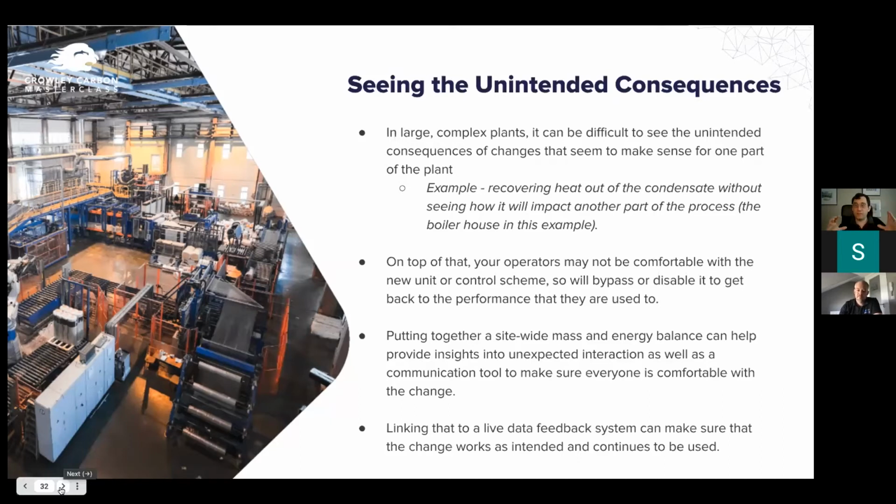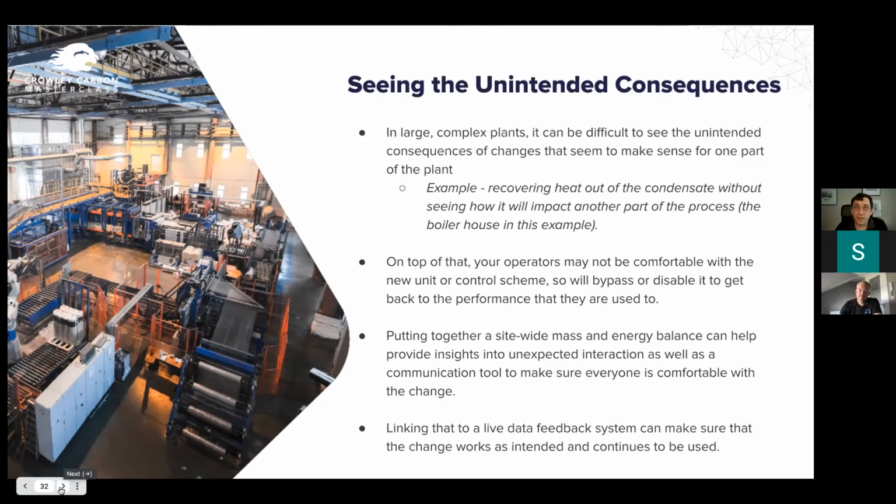And then finally, as I started on this slide, if what you've got is that big model, you can start linking back to live data and start saying, look, given this ambient temperature or this performance of my cooling tower, then this is what I think the process should be doing. And then you can start comparing that to reality.